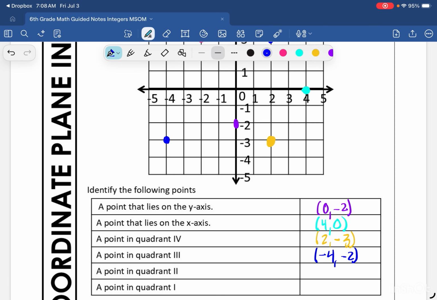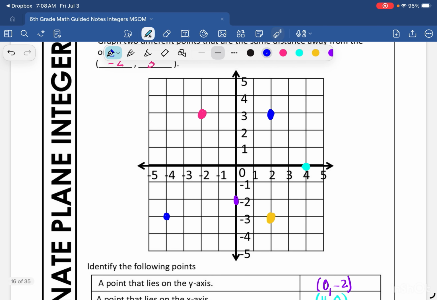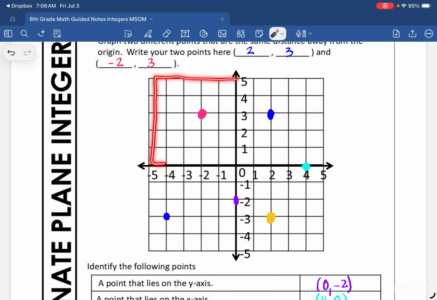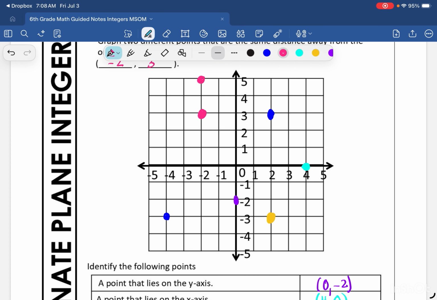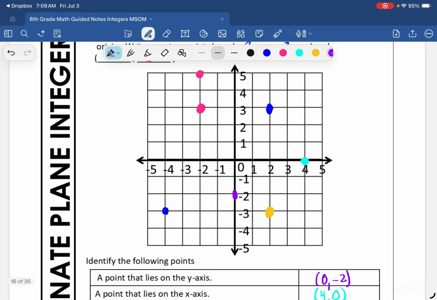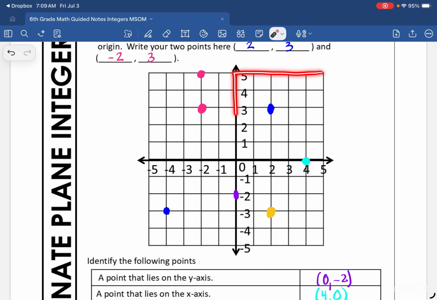Now it's asking for a point in quadrant 2. That is this section right here. So I will need to start at 0 if I'm going left and then up. So let's do negative 2, 5. A point in quadrant 1. This will be quadrant 1 right here. So starting at 0, we do the x-axis first, go over 3, up 2. We'll do this point, 3, 2.